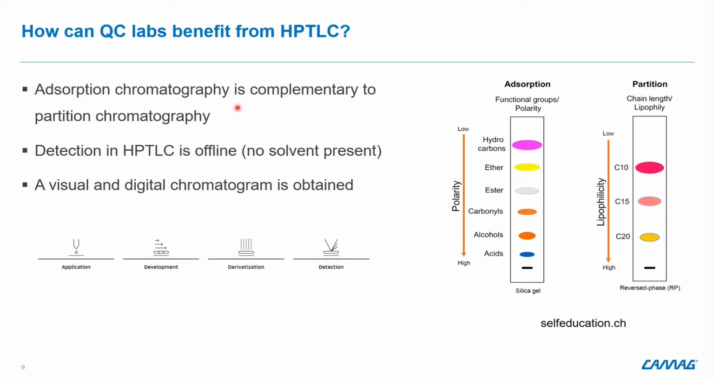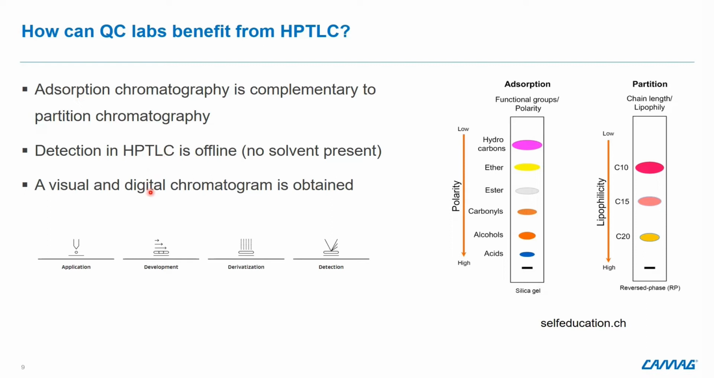Another benefit of HPTLC is its flexibility for combination with different detection modes and on-plate derivatizations. The solvent is absent during detection and does not interact. For coupling with mass spectrometry, the selected zones can directly be eluted with a suitable solvent.